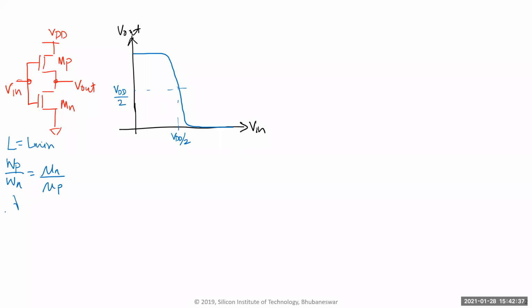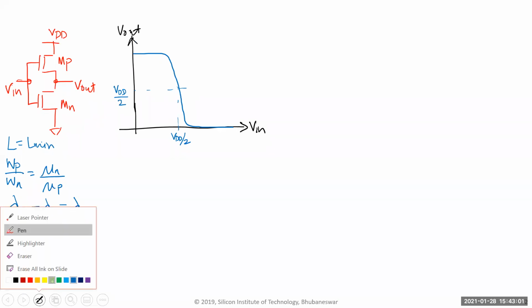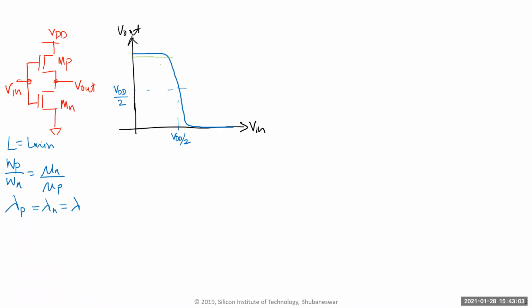And we'll also assume that we have to consider lambda. Without that, it'll show infinite gain. So lambda n is equal to lambda p equals lambda. Okay, so we choose some size and we get a perfect symmetric curve. And what we have been using the inverter in is this region, right? In these two regions, actually a little bit higher because that's your noise margin, right? Depending on what the low value for the other one is, you roughly get that noise margin over here, or this is the noise margin, right?